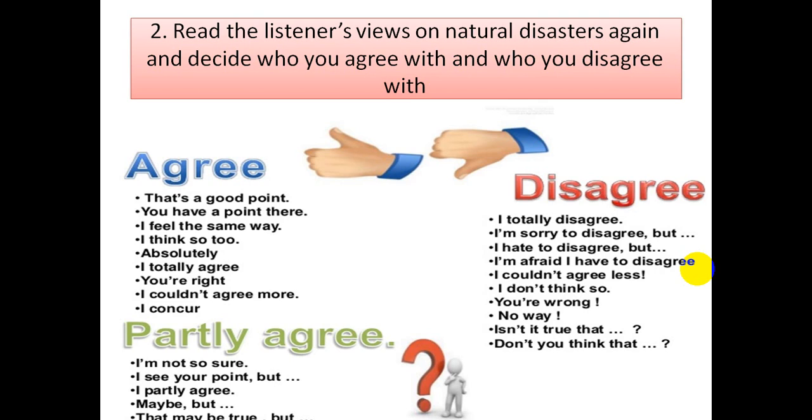For disagree: I totally disagree. I'm sorry to disagree, but I'm afraid I have to disagree. I couldn't agree less. I don't think so. You're wrong. No way. Isn't it true that? Don't you think that? For partly agree: I'm not so sure. I see your point, but I partly agree. Maybe, but that may be true.